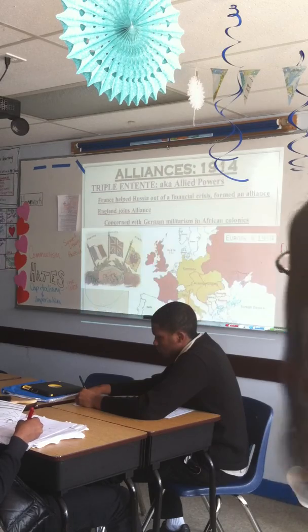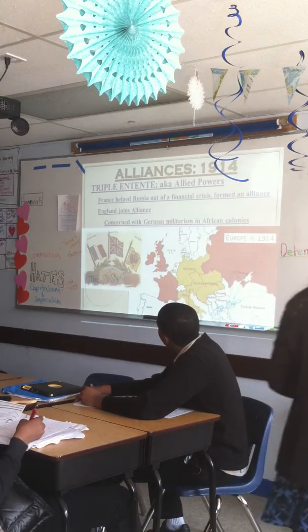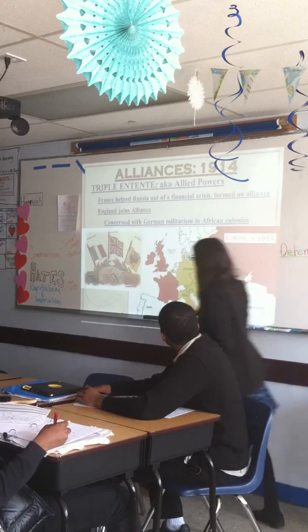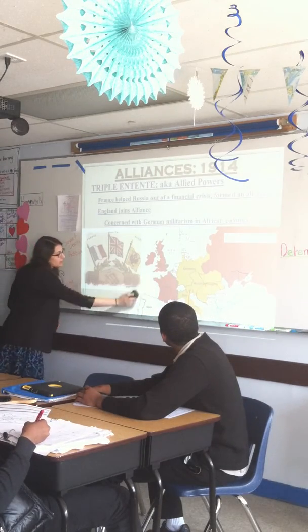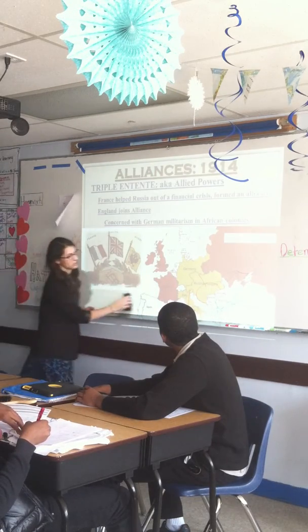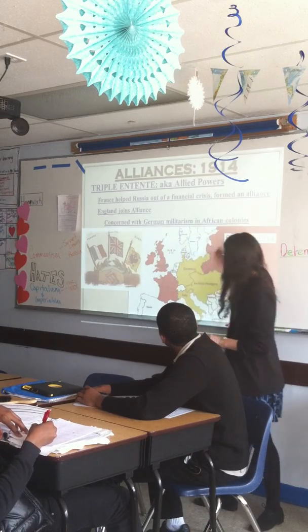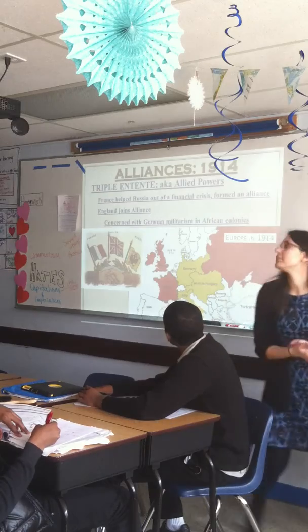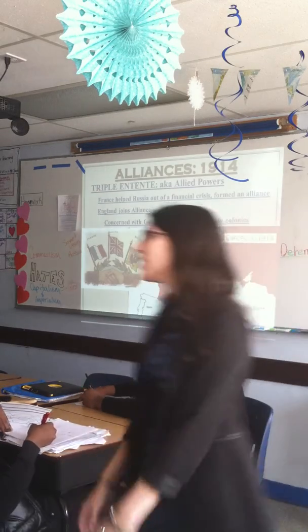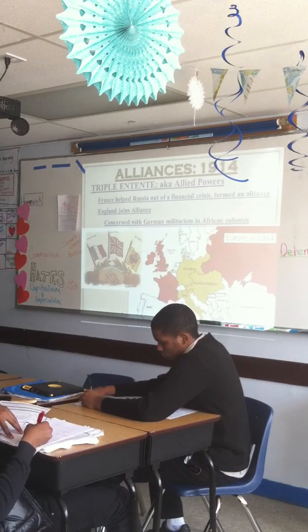All right, our final slide, our final alliance. This alliance is going to be led by France, the Triple Entente. It was in the same year. It is the same year, 1914. The Triple Entente, otherwise known as the Allied Powers.